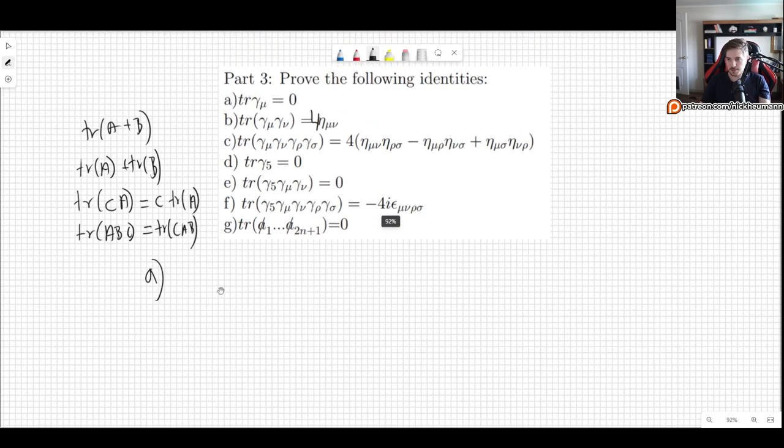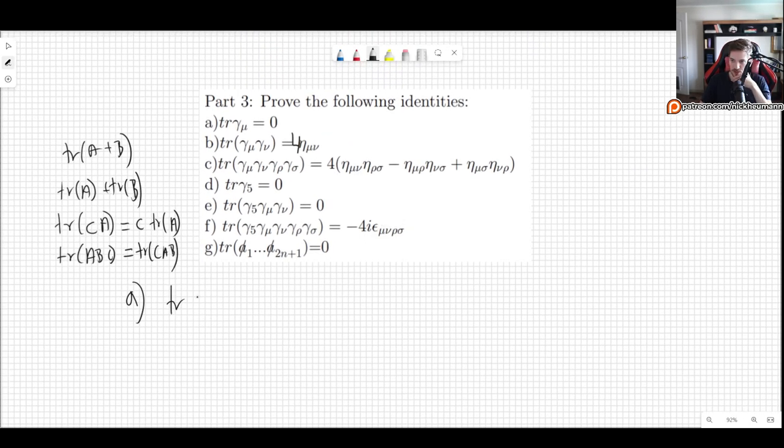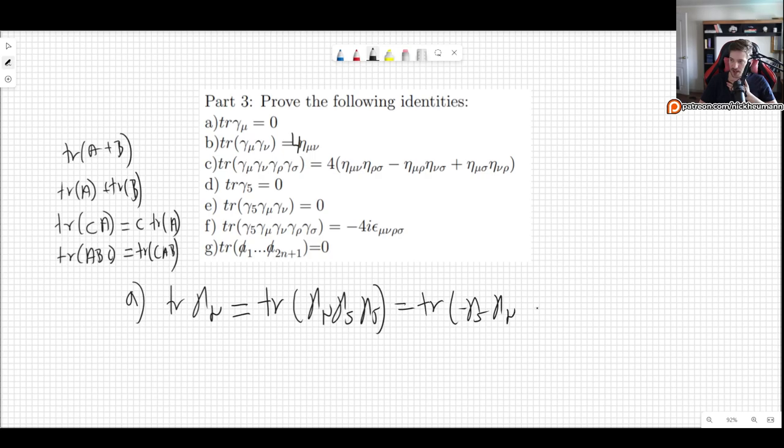Okay, so now let's go for part A. So the trace of gamma mu. Here we can use something very important, and that is the fact that gamma 5 squared is equal to 1. So we can write this as gamma mu times gamma 5 squared, so gamma 5, gamma 5. But we know that gamma 5 and gamma mu anti-commute. So this means that the trace is minus the trace of gamma 5, gamma mu, gamma 5. And we can pull the minus sign to outside of the trace. So this will be equal to minus, right? Because we can take a constant outside.